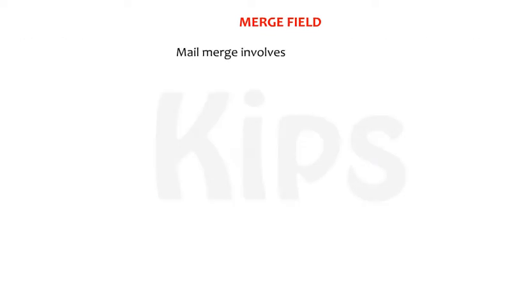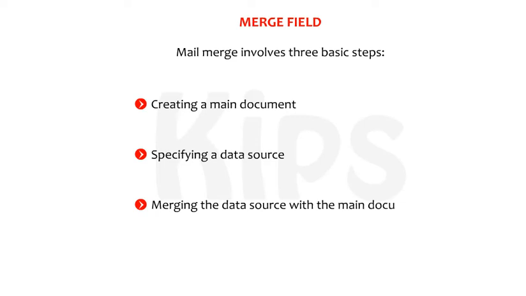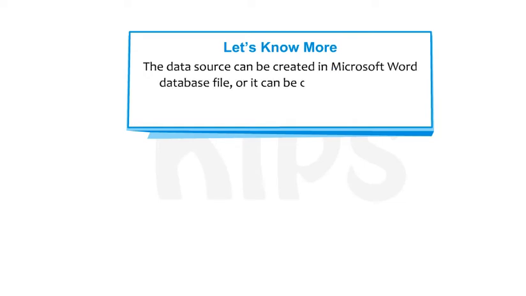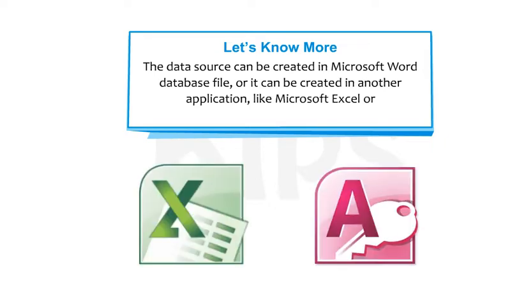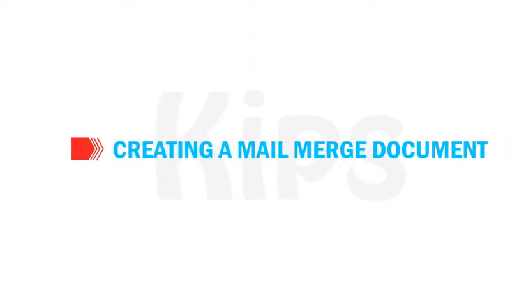Mail merge involves three basic steps: creating a main document, specifying a data source, merging the data source with the main document. Students, let's know more. The data source can be created in a Microsoft Word database file, or it can be created in another application like Microsoft Excel or Microsoft Access. Let us understand how to create a mail merge document.